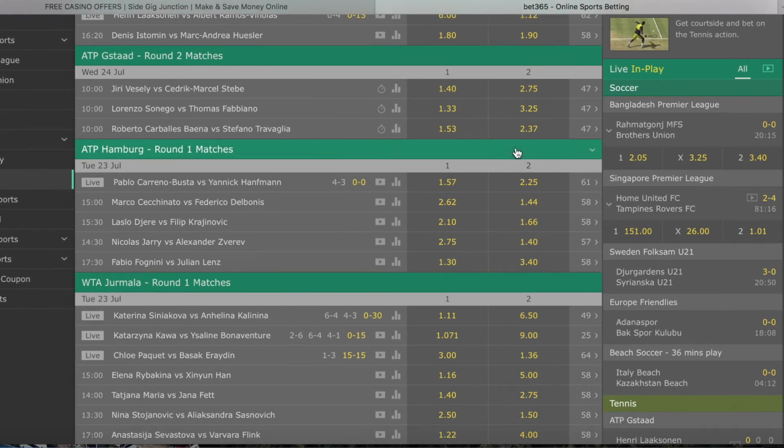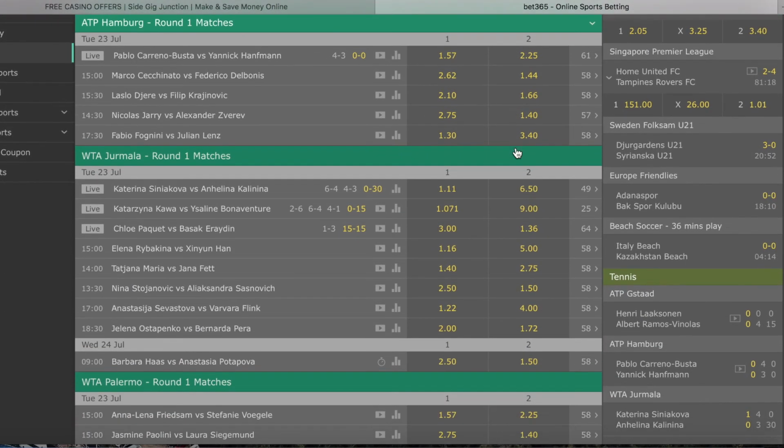And if we scroll down, here we go, we've got a price of 1.07. So that player is not far off winning that game. So hence the very low price of 1.07 and the price of 11 on the opponent.